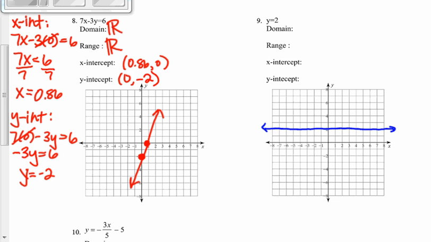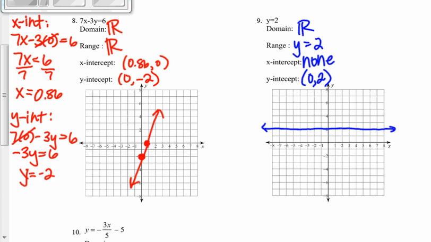All right, let's go down our list of information we have to find. Domain, how far to the left and right? A horizontal line goes forever to the left and right. Range, how far up and down? Well, it doesn't go up and down at all. It just stays at that y value of 2. So we just write y equals 2. X-intercept, none. It won't cross the x-axis. And the y-intercept would be at (0, 2). We can see that from the graph.